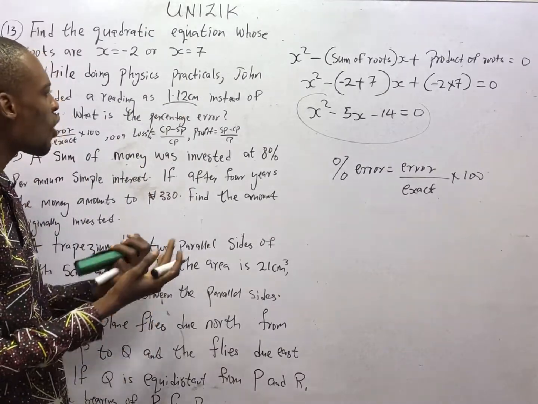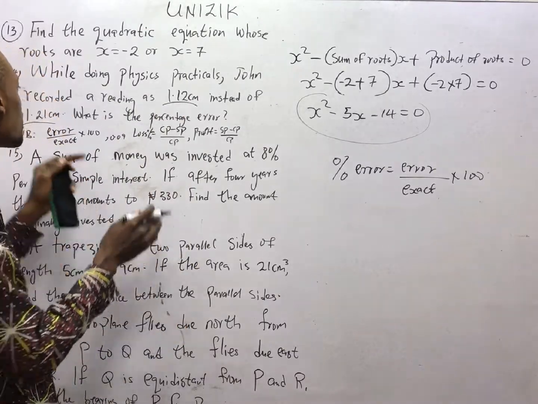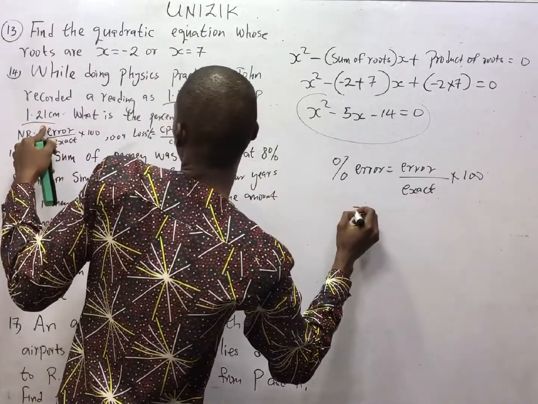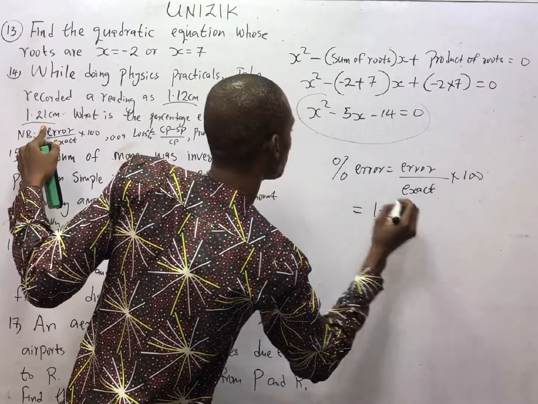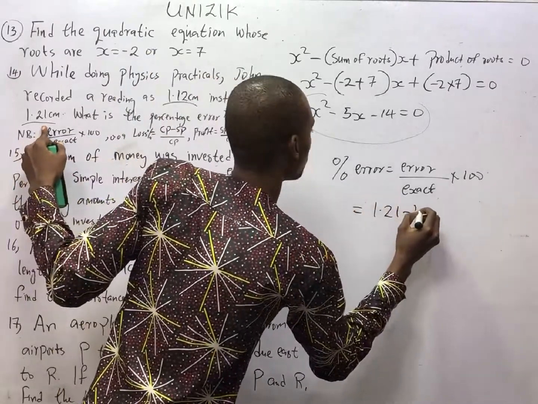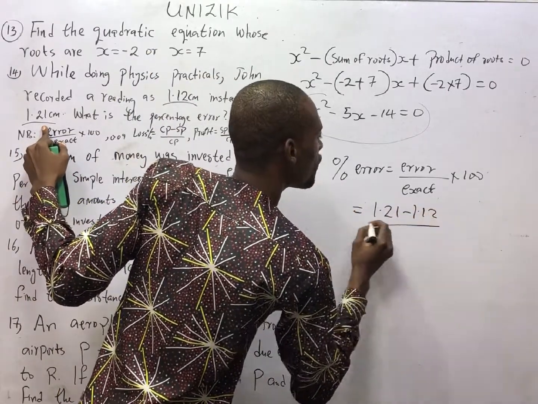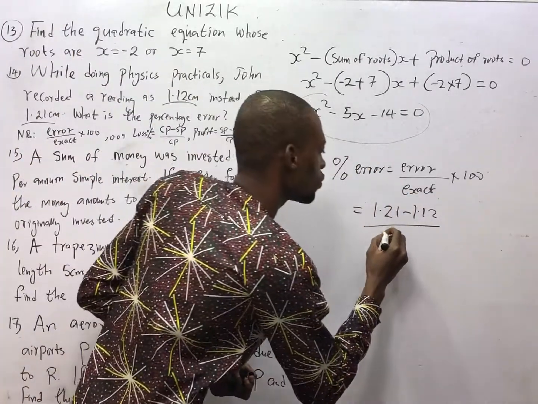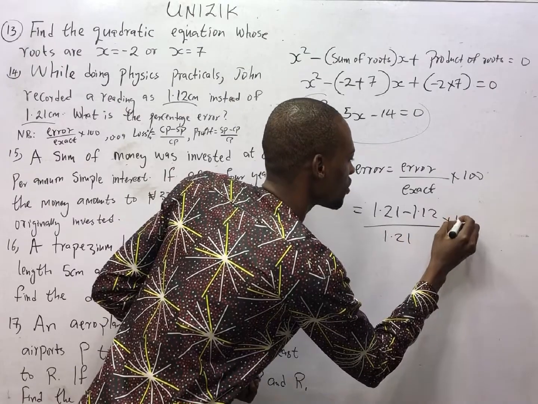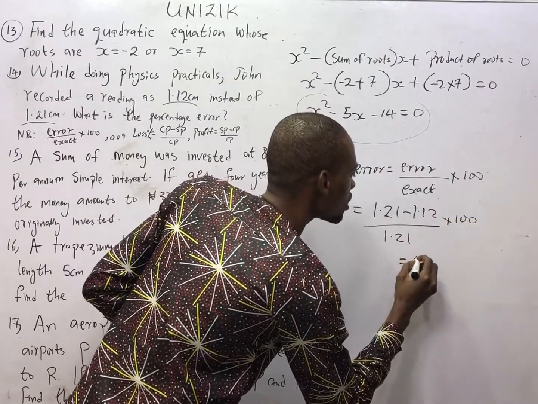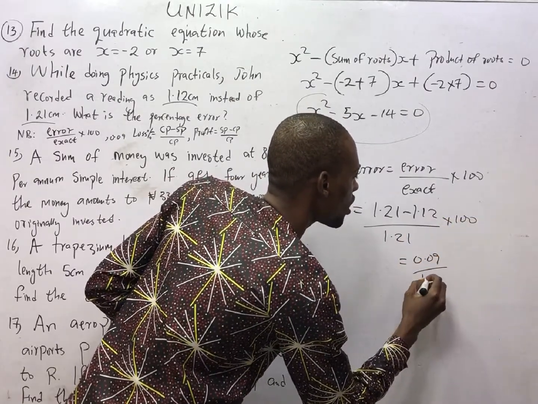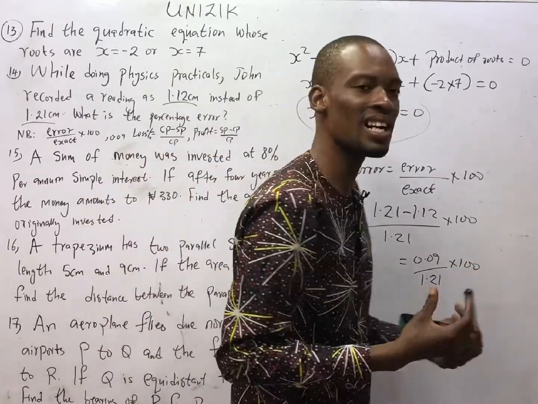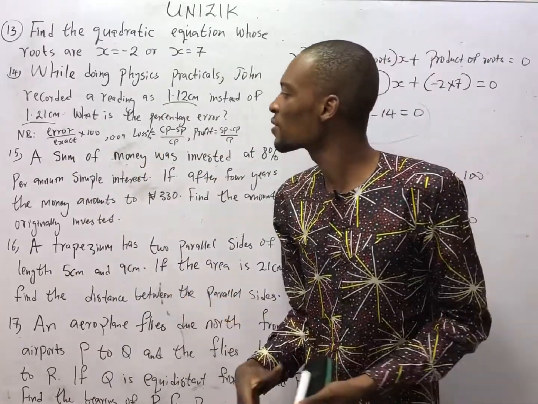Now look at it. What is the error? Error is simply the difference between the correct one and the wrong one. That is simply 1.21 minus 1.12, over exact, or the correct reading, which is 1.21, times 100. So this is 0.09 over 1.21 times 100. That is the answer.